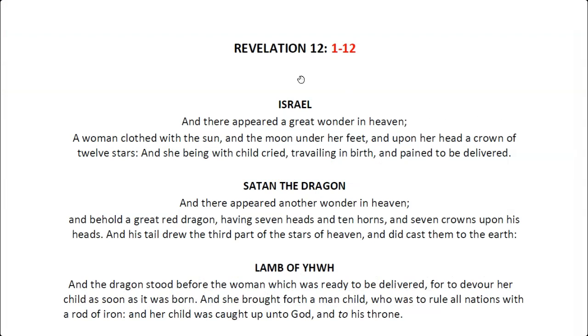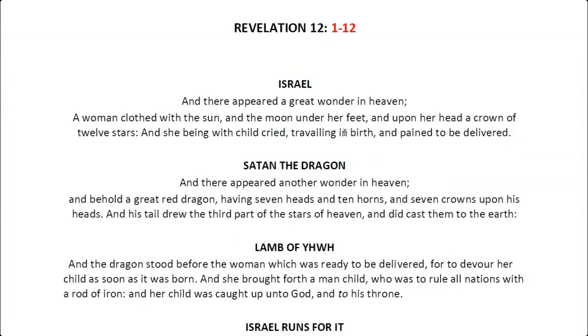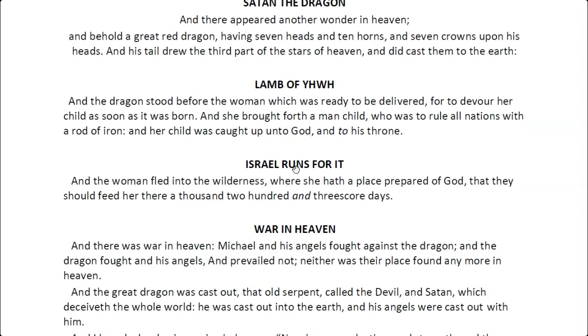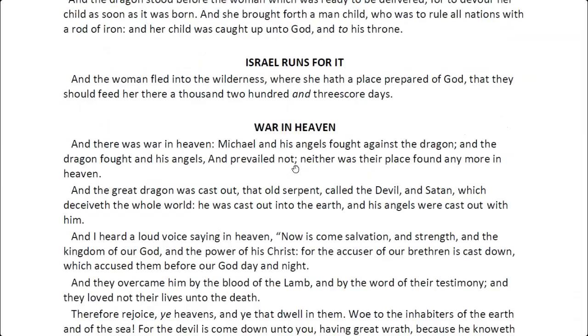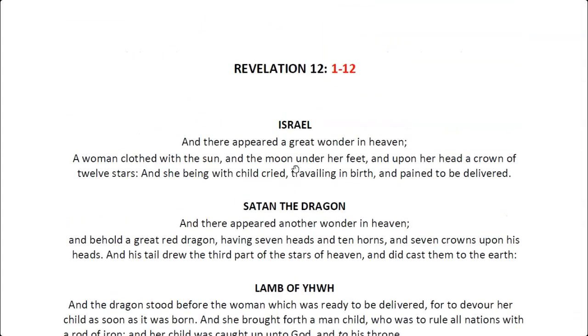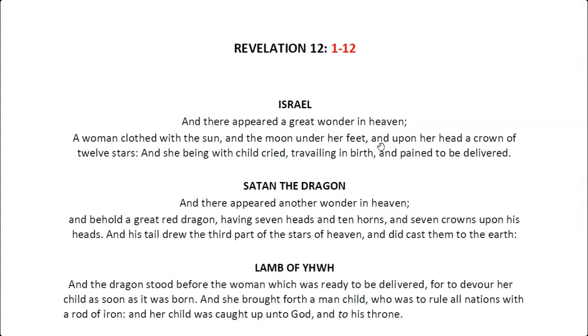Okay, so here we have our first 12 verses. I've broken them up into their own little sections. And then on page 2, we have the rest of the chapter. So what I'm going to do is read a section, and then I'm going to interpret it. But these headings should already tell you who they are. All right, so let's start.